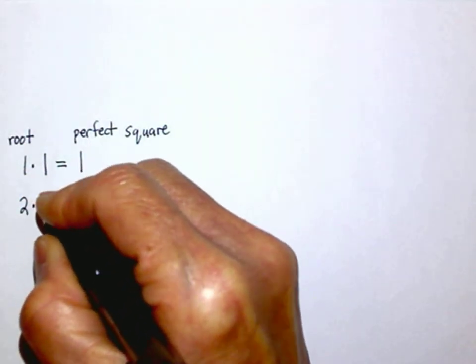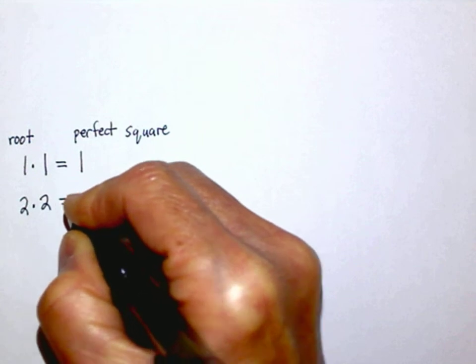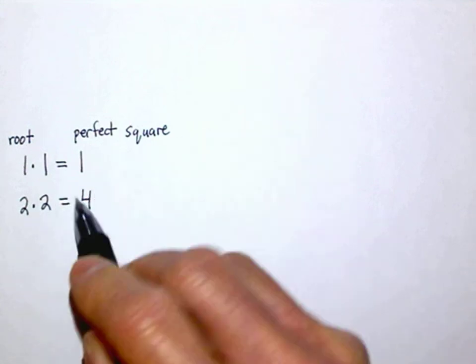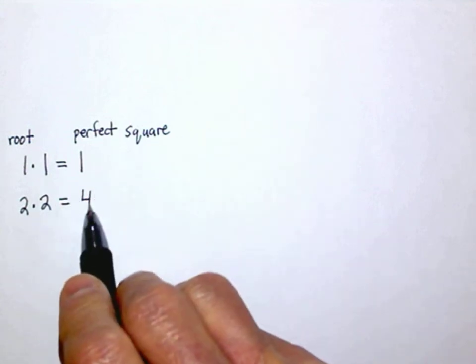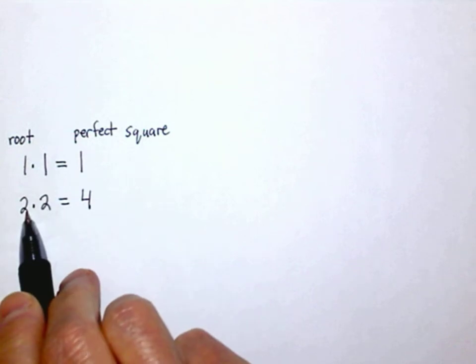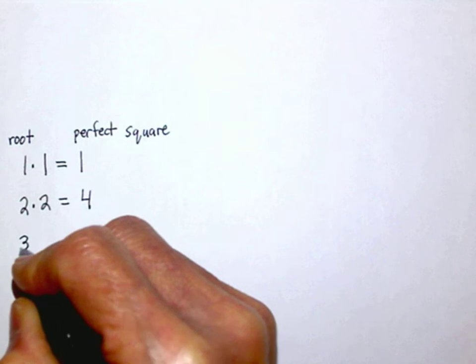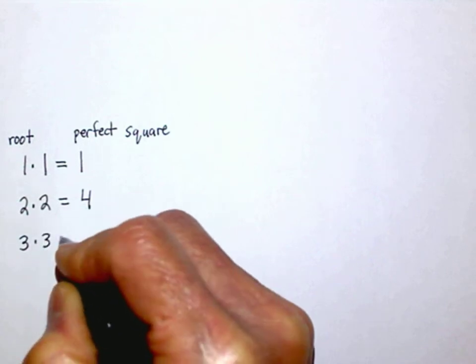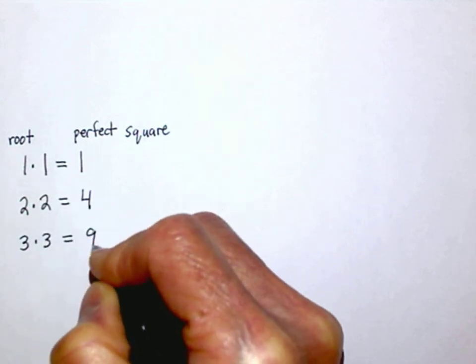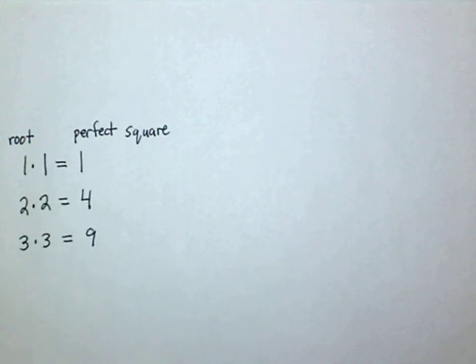2 times itself, 2 times 2 is 4. So 4 is a perfect square. 2 is the square root of 4. And we can go on. 3 times 3 is 9. 9 is a perfect square. 3 is the square root of 9. Your chart goes all the way up to 13, and we don't usually have to go past that.